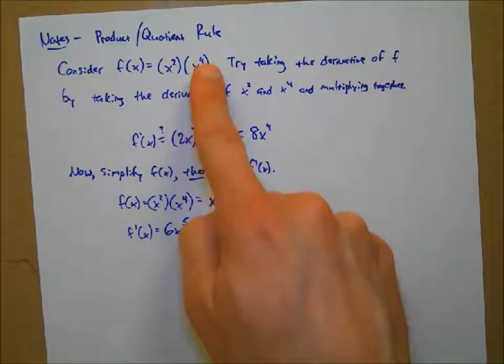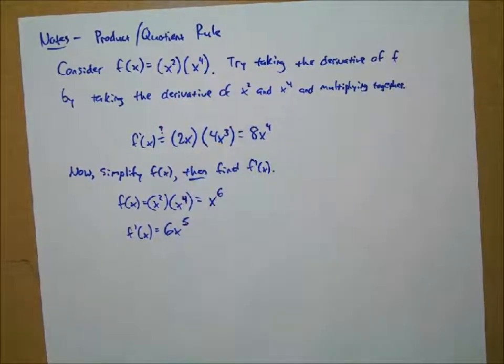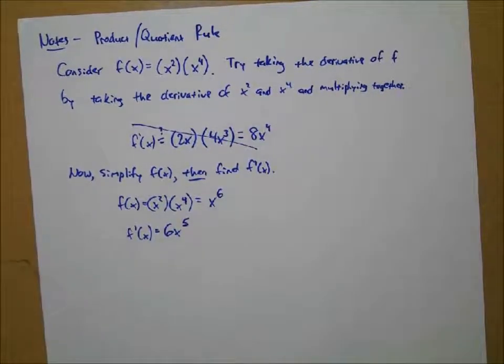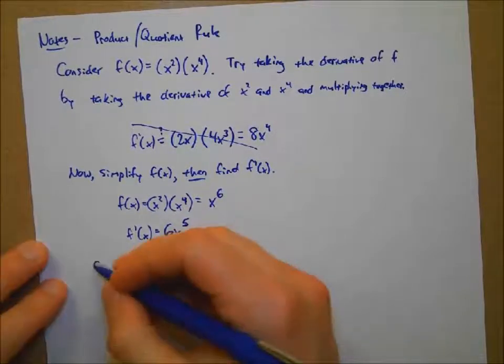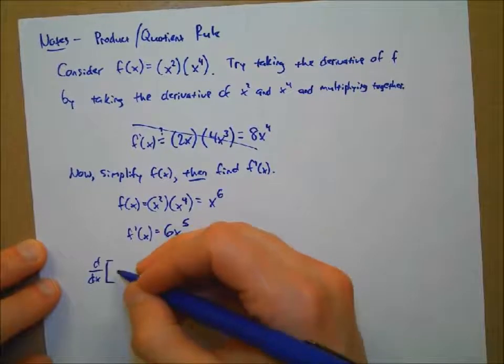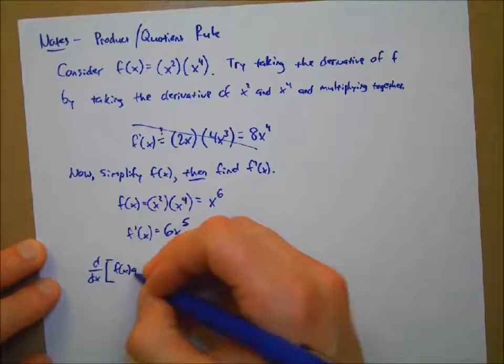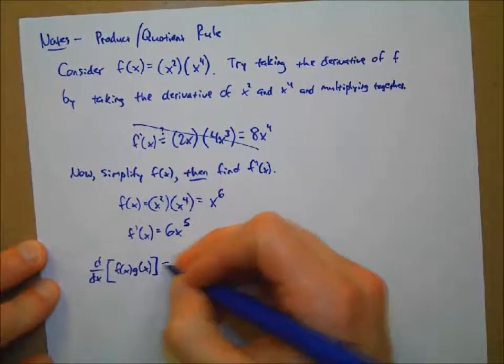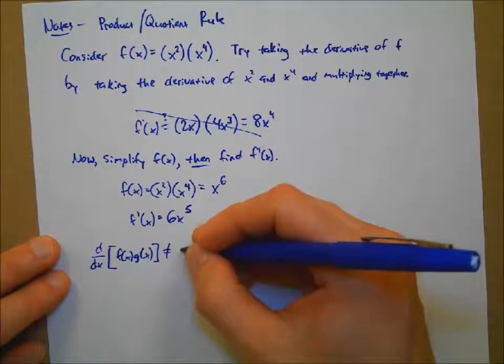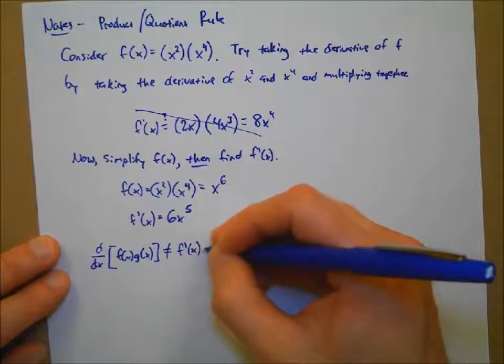and then multiplying the individual derivatives back together to get the final derivative. So clearly these things are not equal, and so this is not how you do it. In other words, the derivative with respect to x of f of x times g of x does not equal, in general, f prime of x times g prime of x.